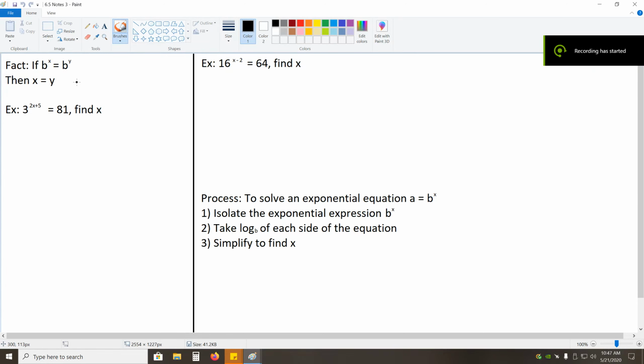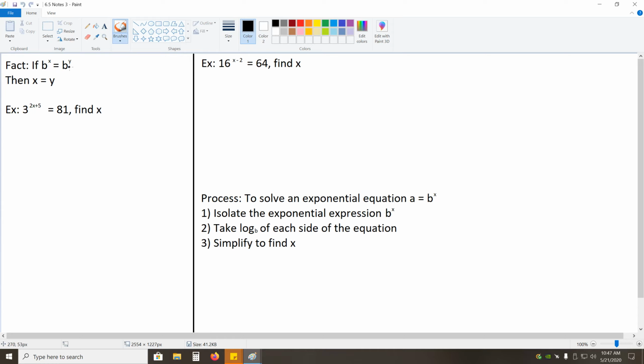For this section, we're going to talk about solving exponential and logarithmic equations. To start off with, we have a fact that says if b to the x equals b to the y, then it must be true that x equals y. So if we have two sides of the equation equal to one another where the bases are equal, then the exponents have to be equal is what this fact is saying.